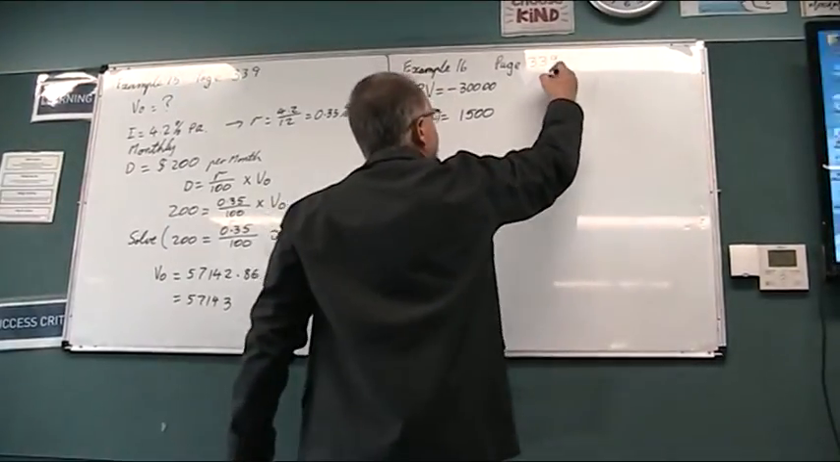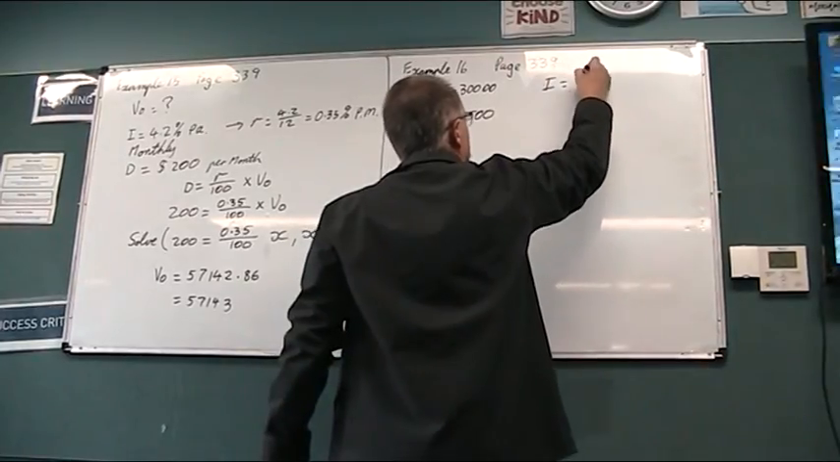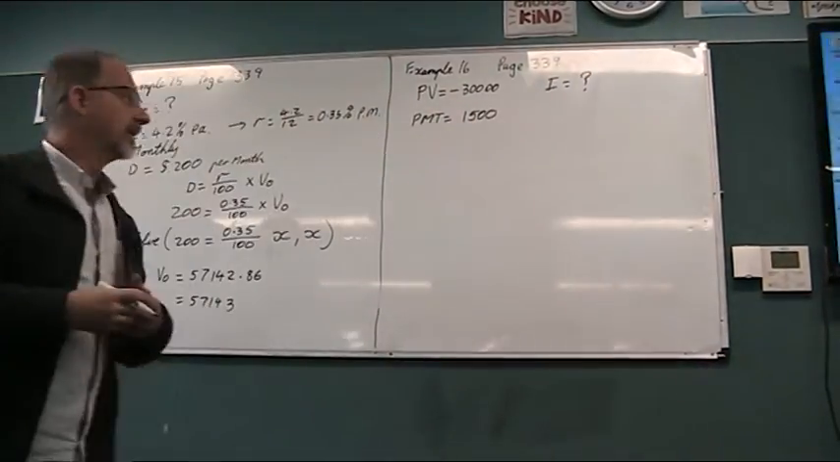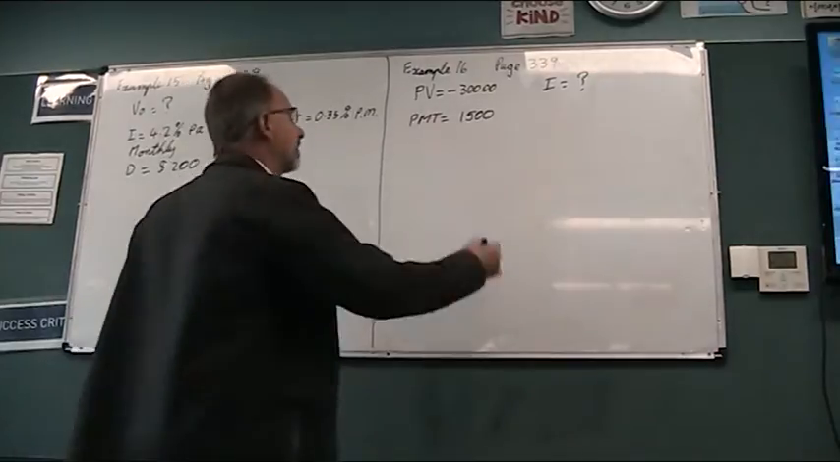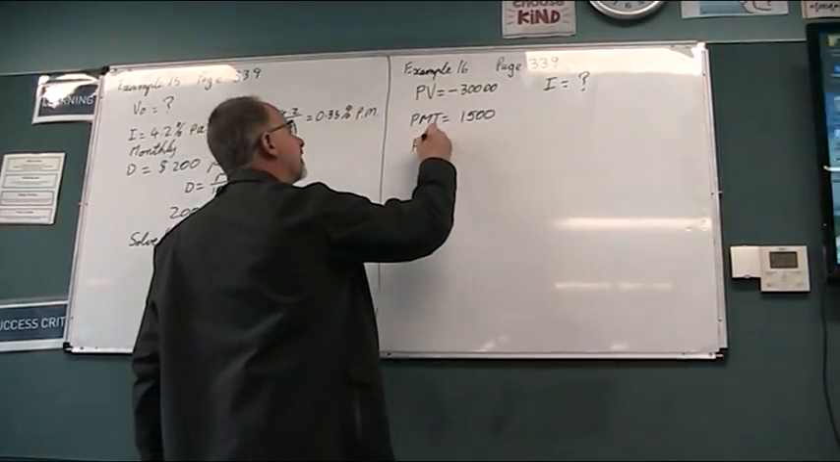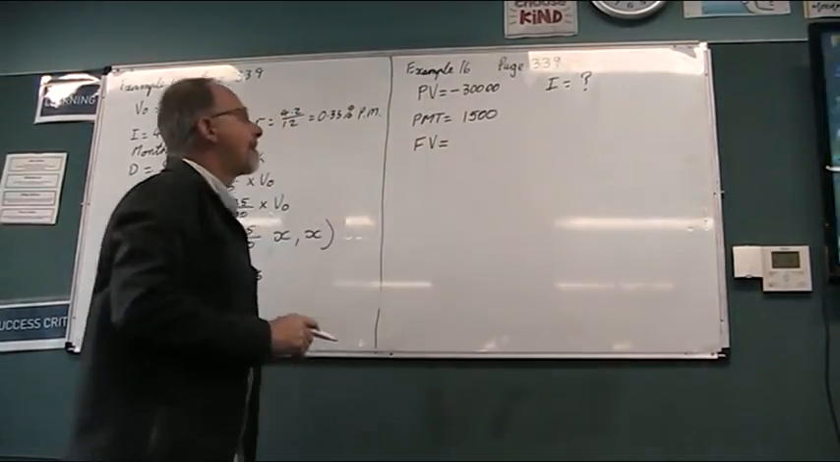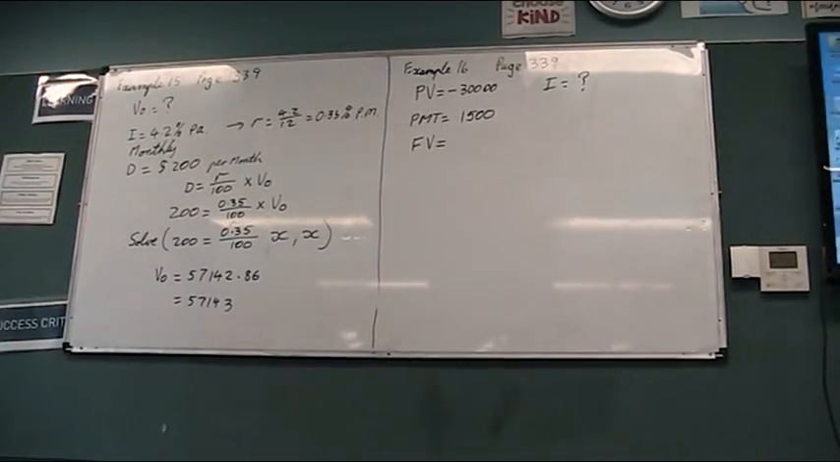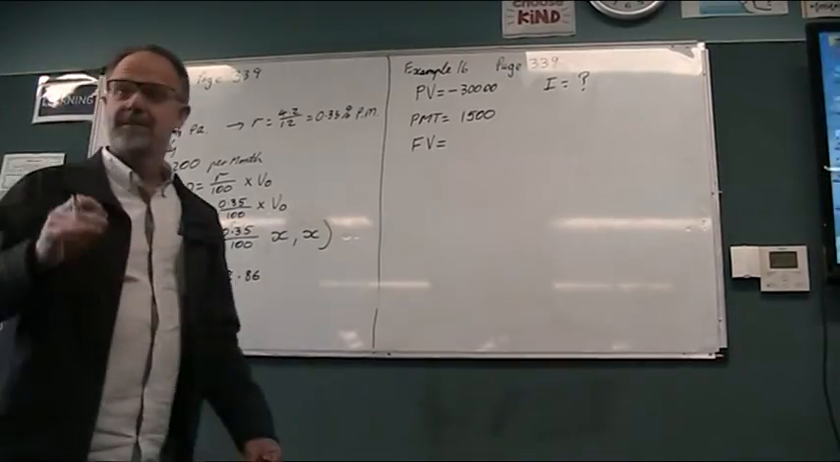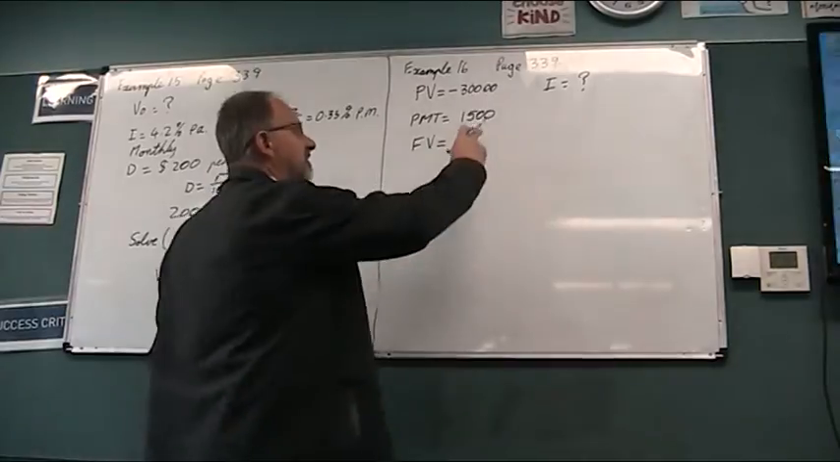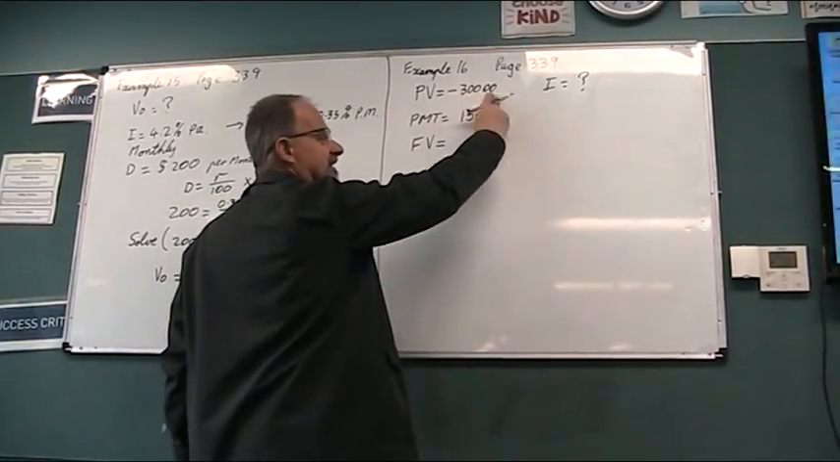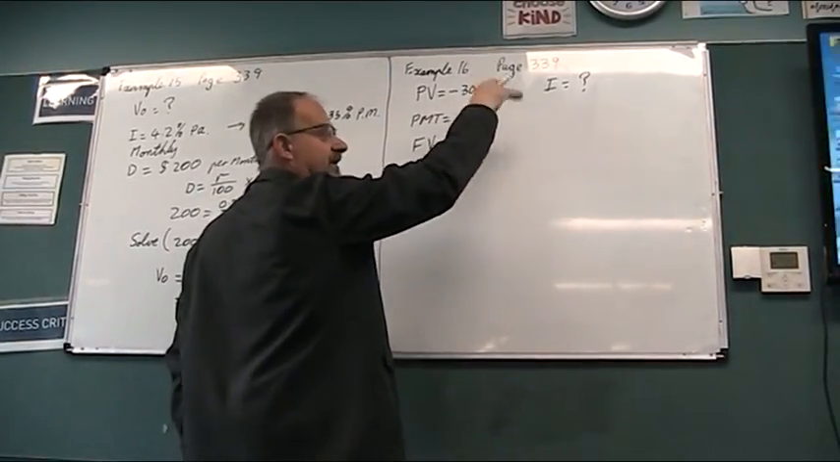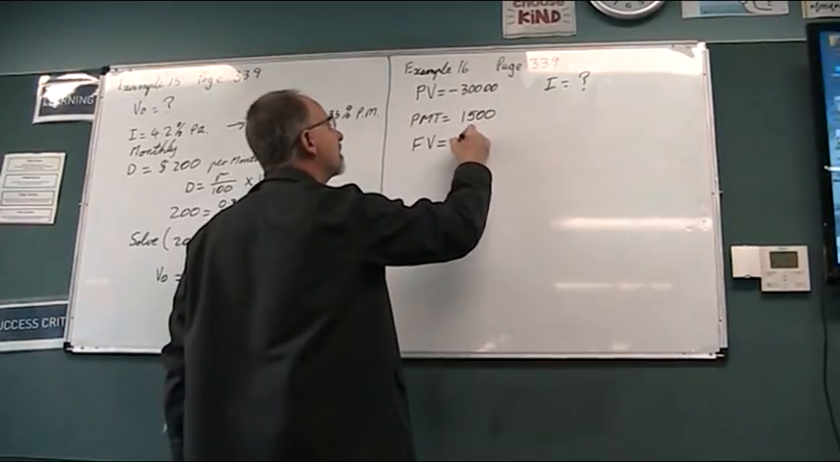Interest rate. That's what the question asks us, what interest rate that we want. Now the other thing is the final value. So after that payment's taken out, what's the value of it going to be? The same. Yep. So that's a perpetuity. The point of a perpetuity is that this 30,000 doesn't change. That always stays the same.